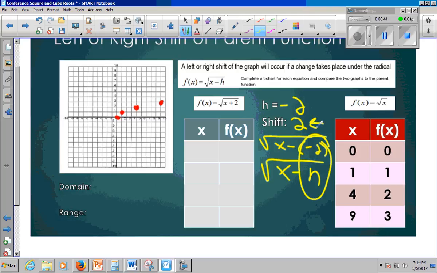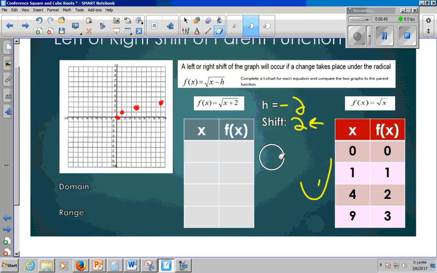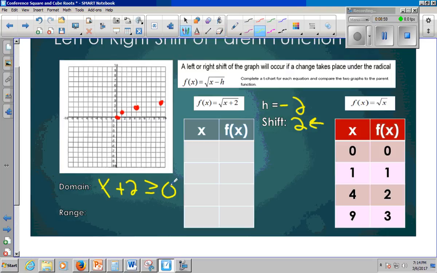Okay. So I will also take a look at my domain. Again, we want x plus 2 to be greater than or equal to 0. So let's subtract 2 from both sides and start with x greater than or equal to negative 2. And since it's just shift left or right, my domain is going to change but my range is not going to change. So I get x is greater than or equal to negative 2, and I get range y is greater than or equal to 0.